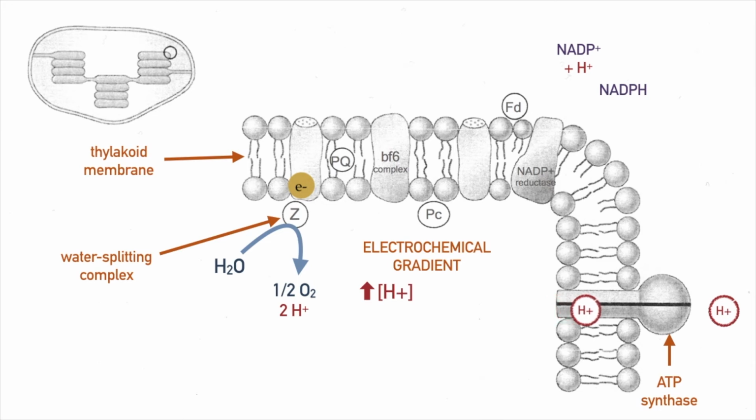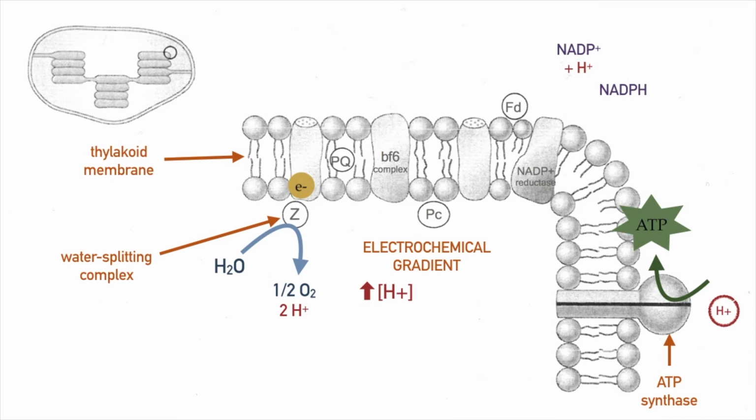And the energy that is released by those hydrogen ions as they move down their concentration gradient, from an area of very high concentration to an area of much lower concentration, is used to phosphorylate ADP into ATP. And that's it. We made the two products that we needed to make.